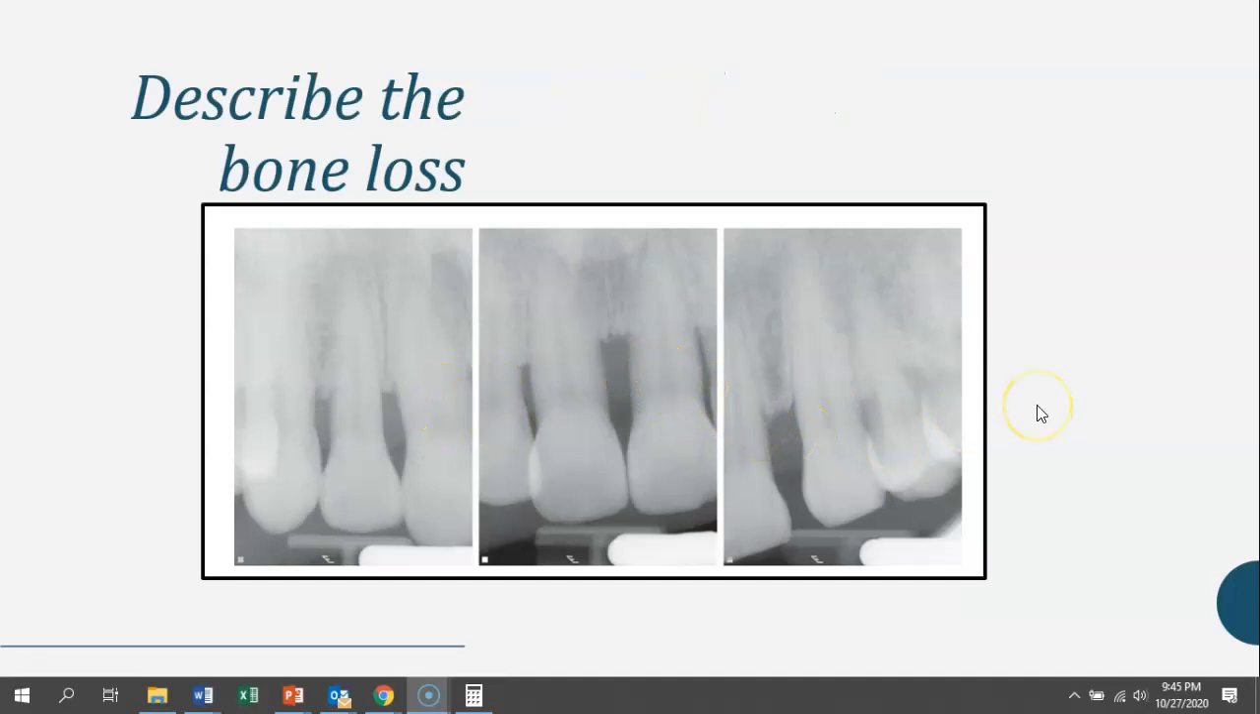So what about this? How would you describe this bone loss? We have the CEJ here and here. We have the bone way down here. That looks to me to be somewhere in the range of maybe 45% or so of the bone lost. So if you said stage three or four, it's hard to say just from the X-ray, but stage three or four horizontal bone loss, then I agree.